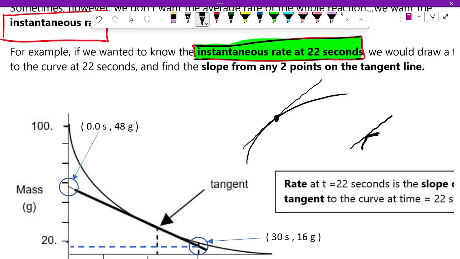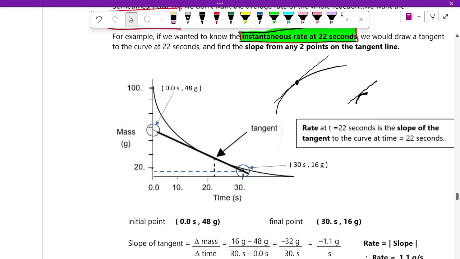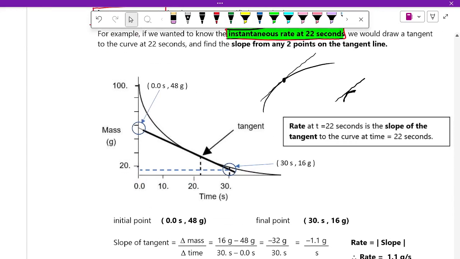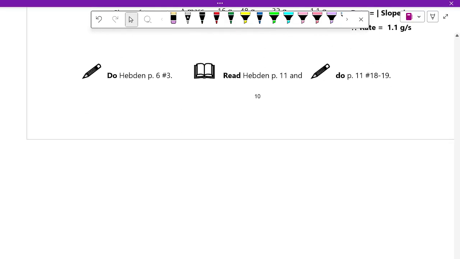And if it doesn't make sense, like I said, we're not doing it really in Chem 12 anyway, so you don't need to worry, okay? But you could draw a tangent line. You would pick 2 points on the tangent line and find the change in mass over the change in time, but we're not going to talk about that because we don't really do it.